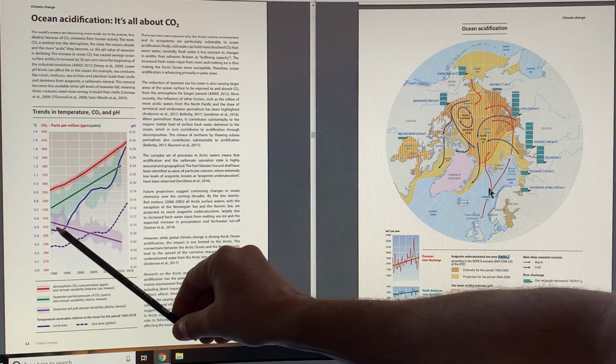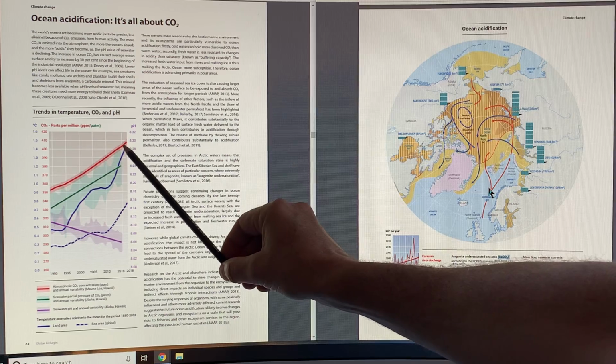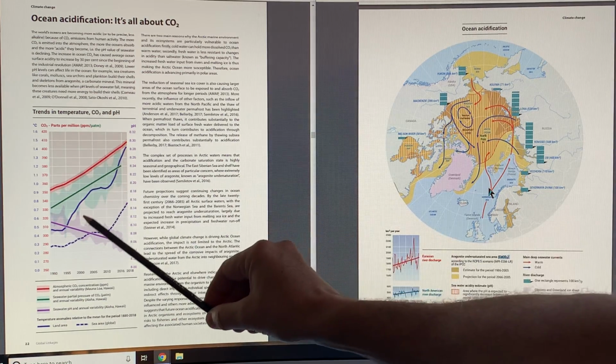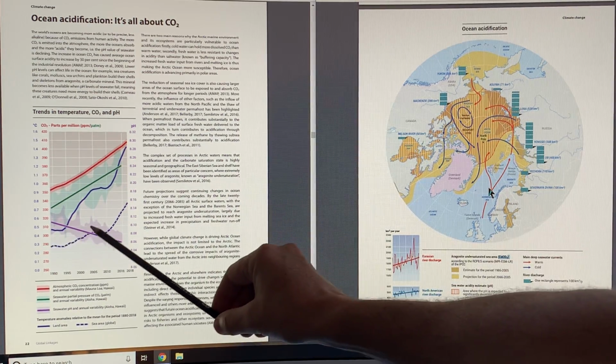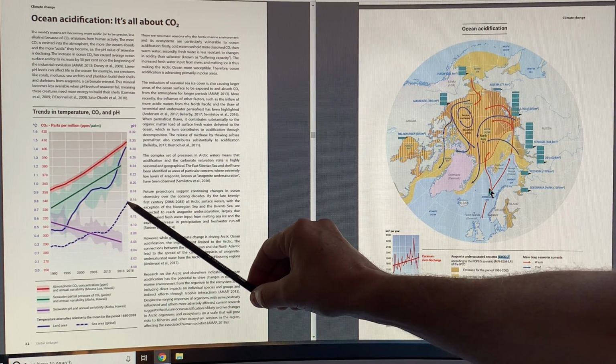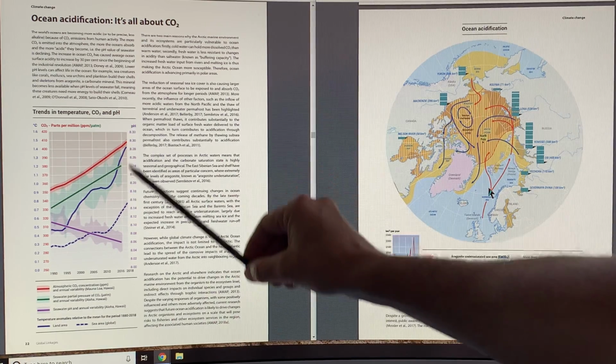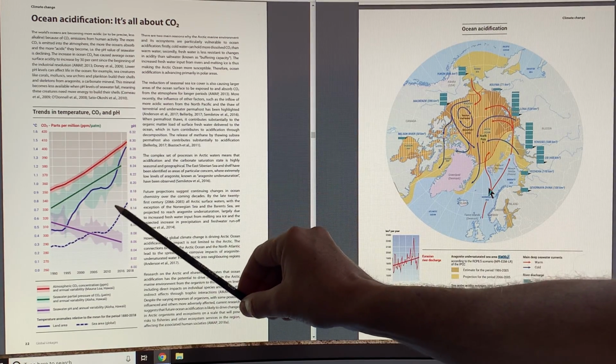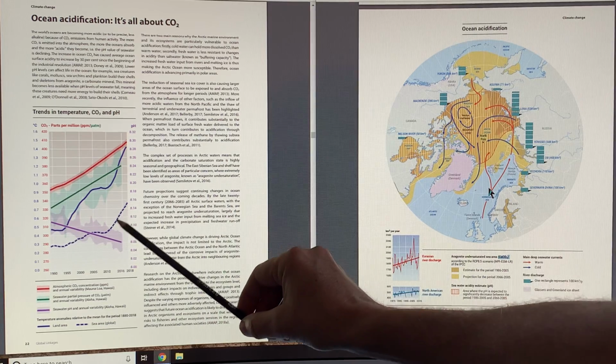This is the land area temperature rise, going up as much as 1.4 degrees Celsius. This is the global sea area temperature rise, going up to about 0.75. So the land warming is almost twice that of the temperature over the ocean.